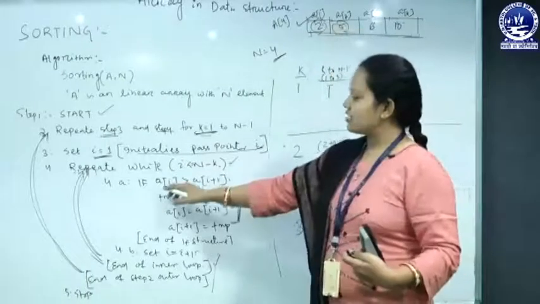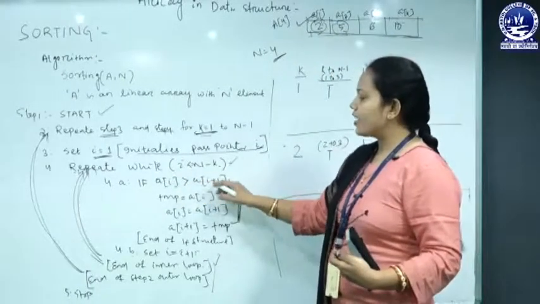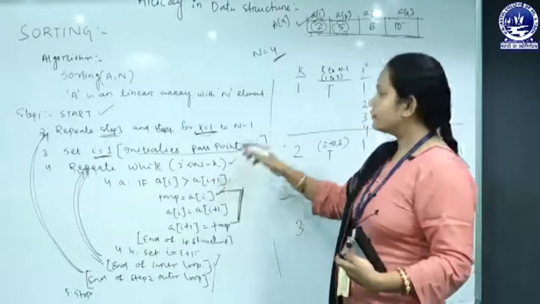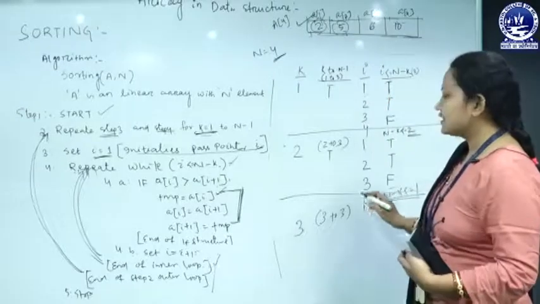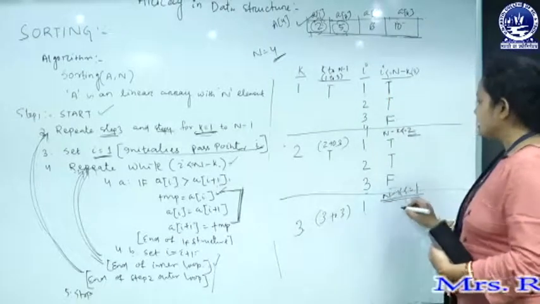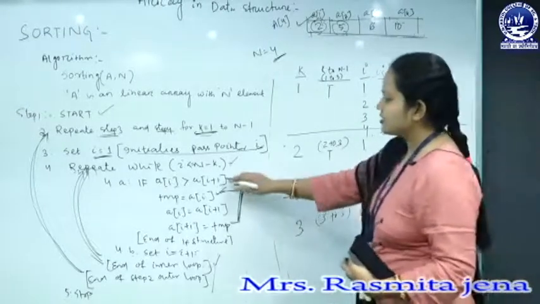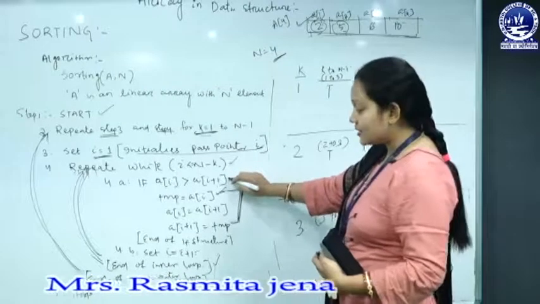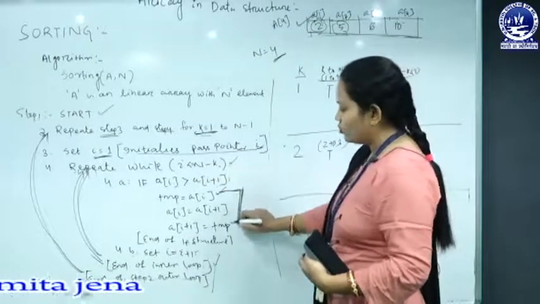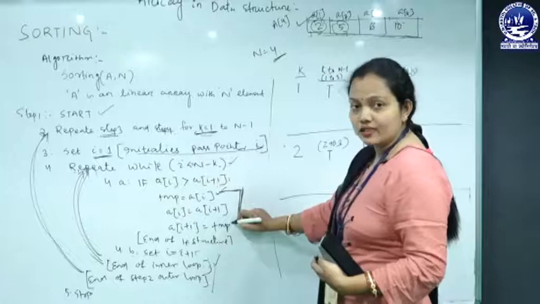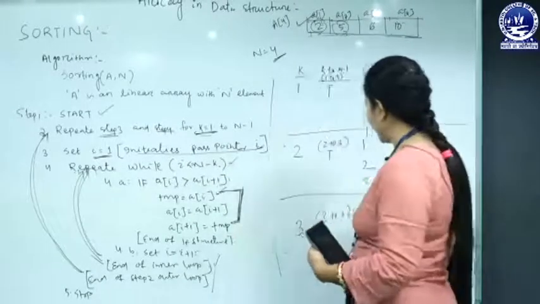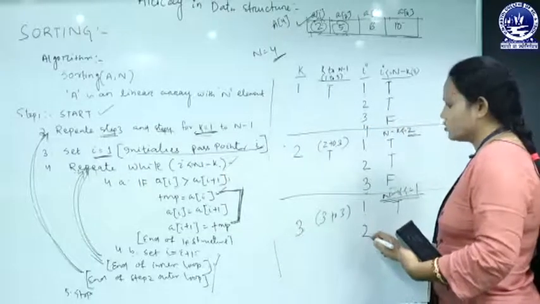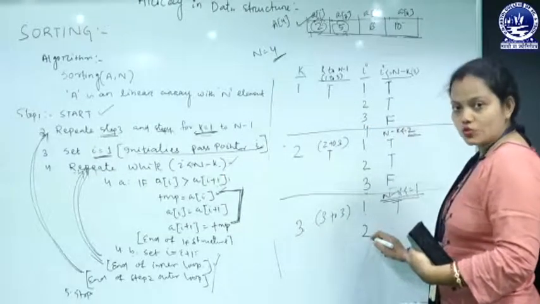That means A of I is greater than A of I plus 1, that means 2 is greater than 5. The condition is false. This is true, but this condition is false. As this condition is false, there is no need to swap or interchange the elements. Next we will increment the value of I, that is I equals I plus 1.